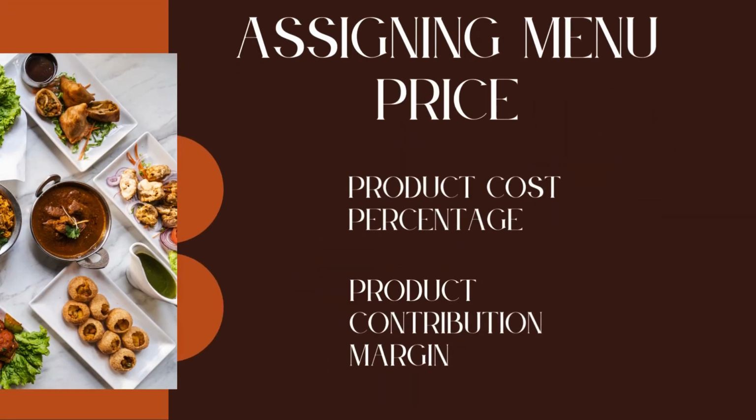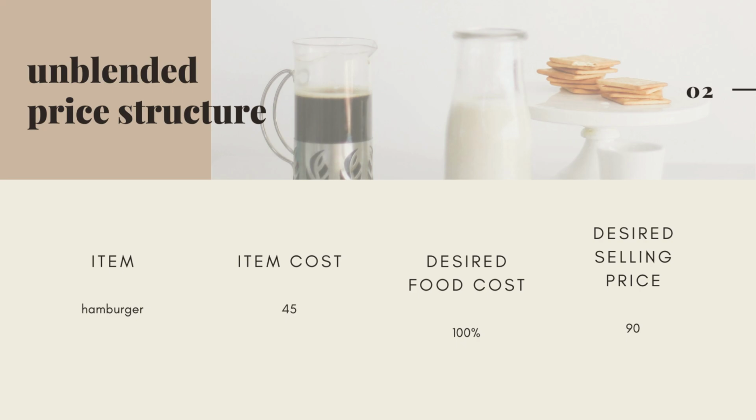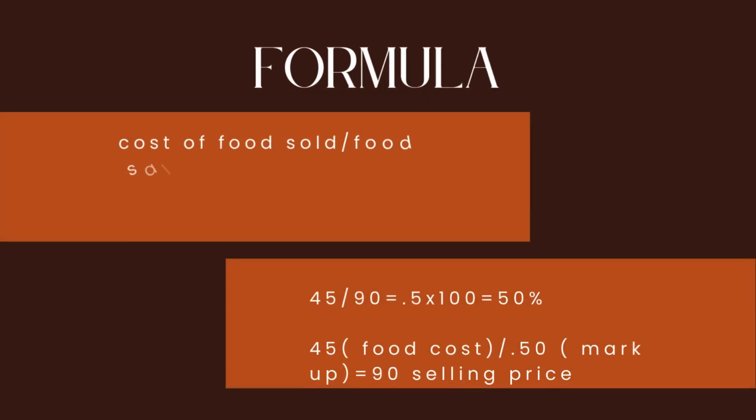So in assigning the menu price, we have the product cost percentage and the product contribution margin. So let's talk first about the formula for the food cost. In order for you to establish the food cost percentage, you need to know first the cost of the food sold, the raw materials, which you will divide by the food sales, no, the percentage of your sales with regards to the selling price. So that's considered the food cost.